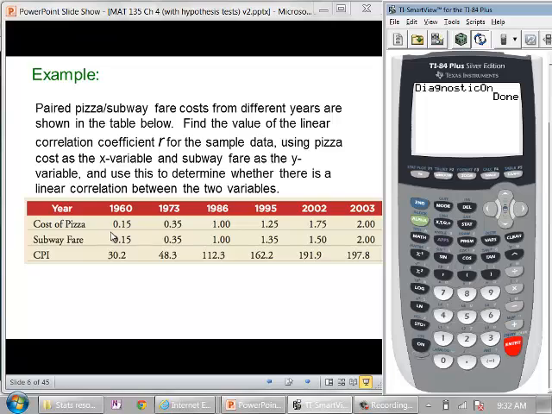Okay, so now what we're going to do is put this data in. We're going to put the pizza into L1 because that's going to be our X variable. We'll put the subway fares into L2 for our Y variable. To get to your list, remember you do stat and edit. I already put these values into L1 and L2. So here are our pizza slice costs and here are our subway fares.